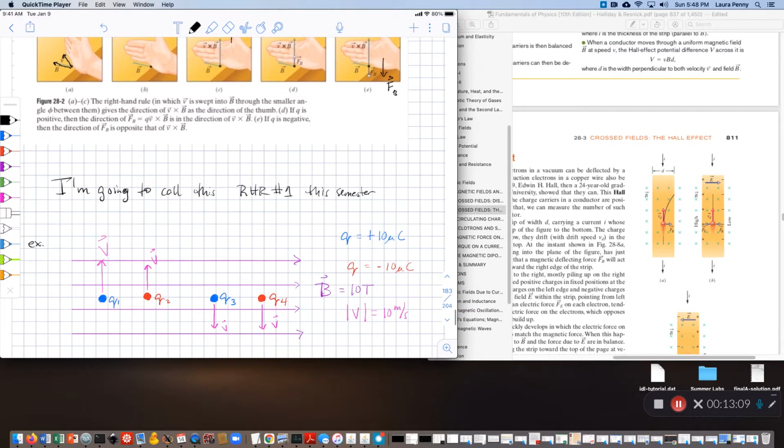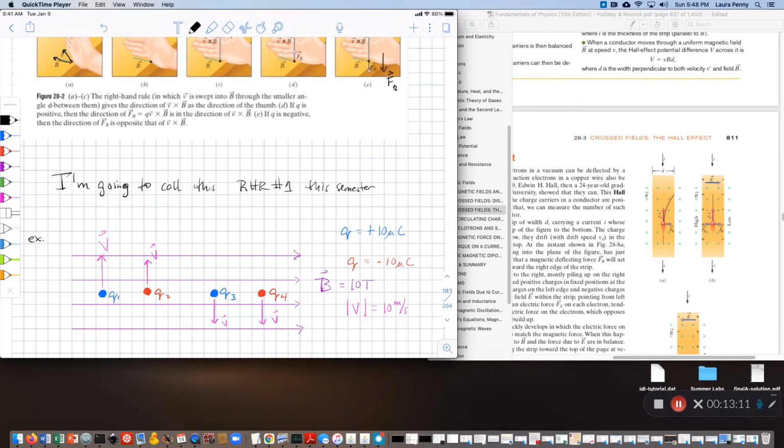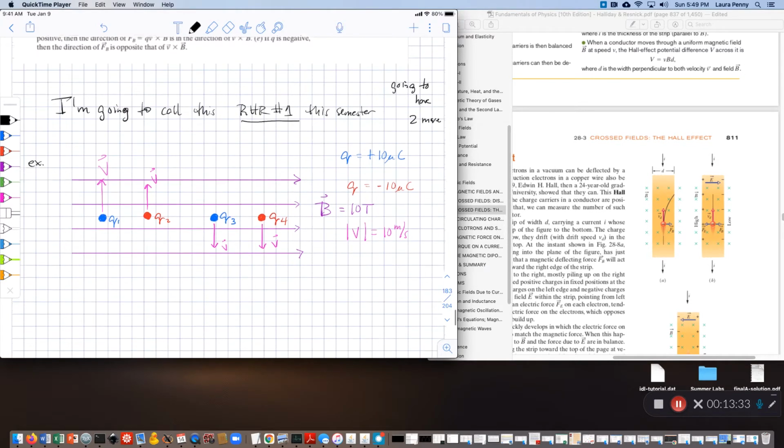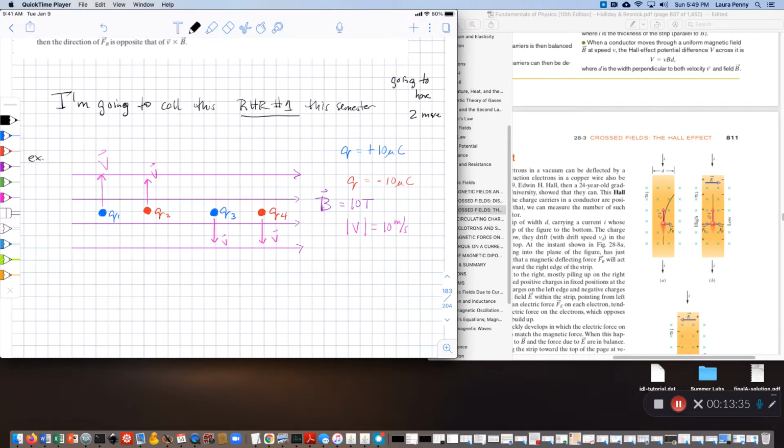So I'm going to call this, by the way, right-hand rule number 1 for this semester, because we're going to end up with 2 more. So we're going to have right-hand rule number 2 and right-hand rule number 3, which your book doesn't necessarily do, but I do, just to help keep this straight. This right-hand rule number 1 is the big right-hand rule. But the other 2 can be very helpful in terms of some other stuff we're going to do.